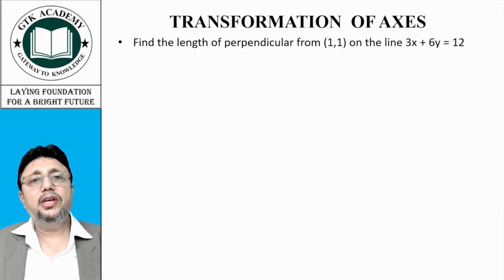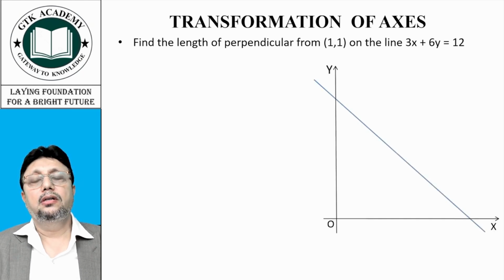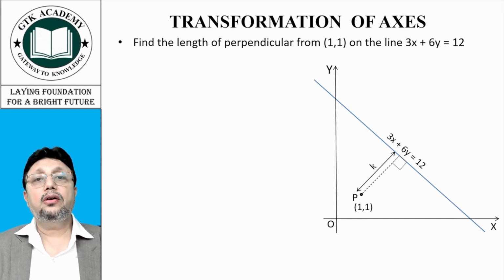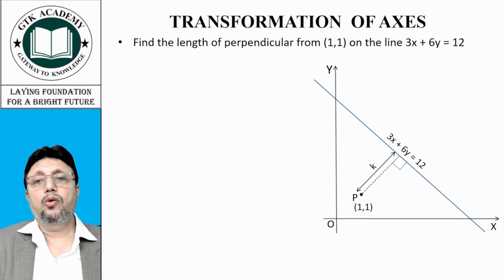Now the question is asked: find the length of the perpendicular from (1, 1) on the line 3x plus 6y is equal to 12. We are being asked to find the perpendicular from the point (1, 1), this length k. We are not being asked from the origin, but from (1, 1).